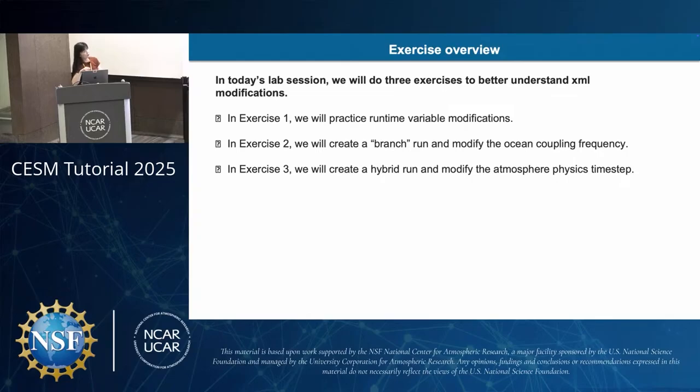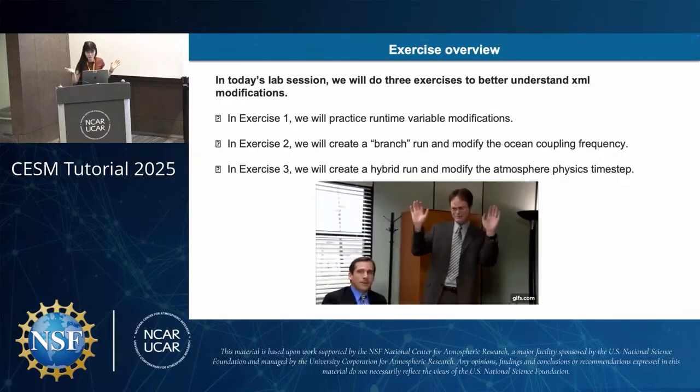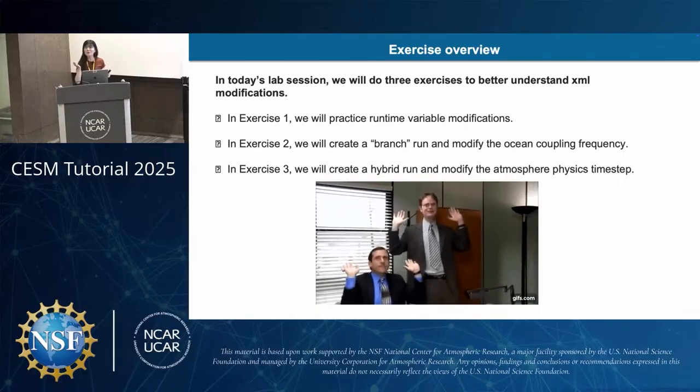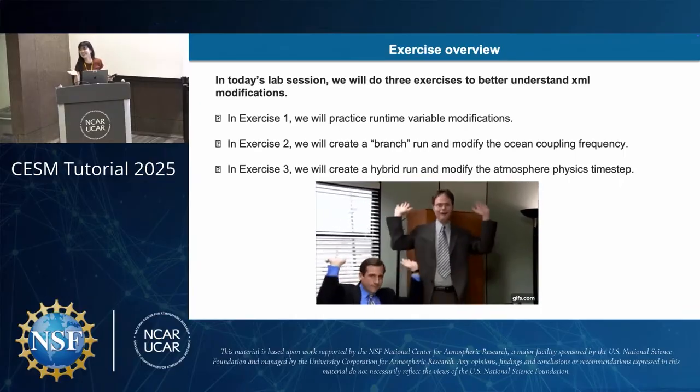But there's this overview of today's exercises. For exercise 1, you will practice a runtime variable modification, that's a simple one. For exercise 2, you will create a branch run, one of the run types, and modify the ocean coupling frequency, which is another variable you can specify in the run.xml file. And in exercise 3, you will create a hybrid run, again a different run type, and you can try to modify the atmosphere physics time step, which is another variable you can find in the run.xml. So that's the overview of the exercises. I promise you will find all the details in the learning material, okay?